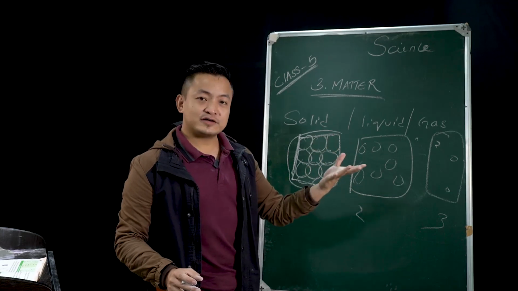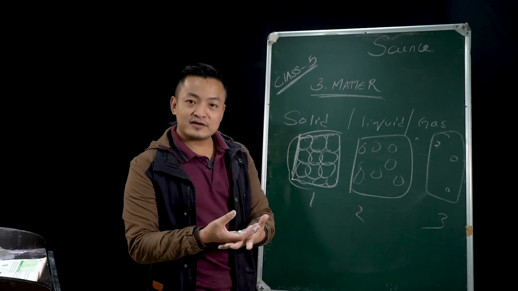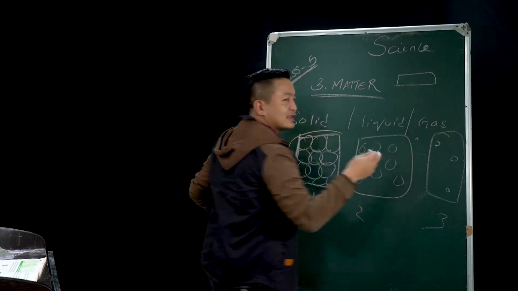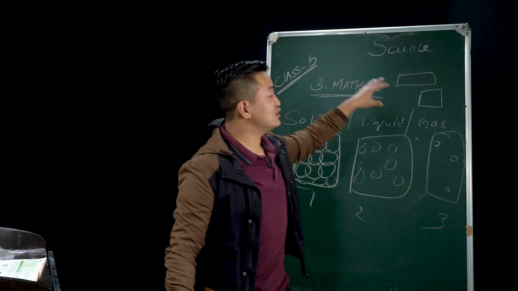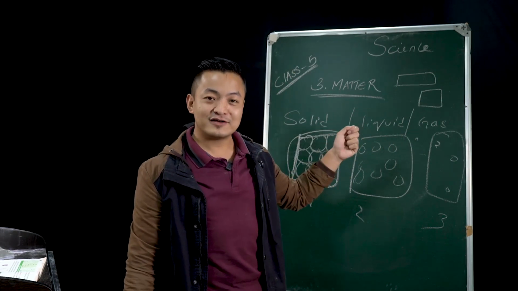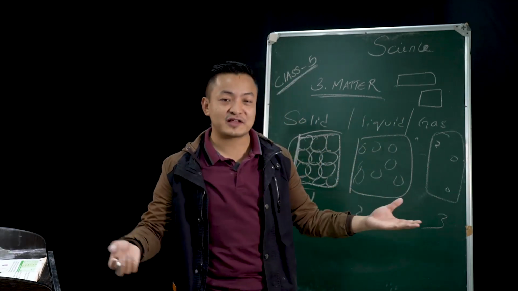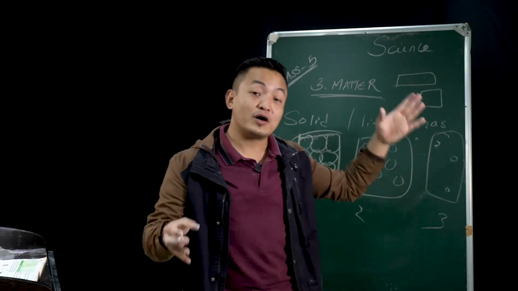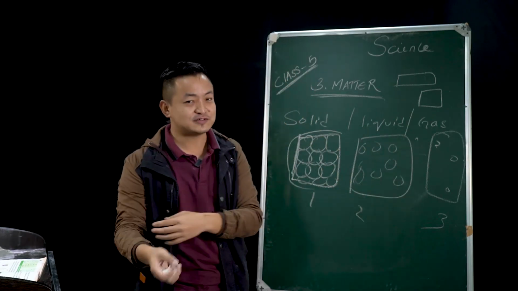Say water. If you fill two different types of container, let's take one container as a rectangle shape, and the second container as a square shape. If you fill the water in a rectangle, the water will take the shape of the rectangle. If you fill the water in the square shape container, the water will take the shape of the square container, right, my dear class 5 students?